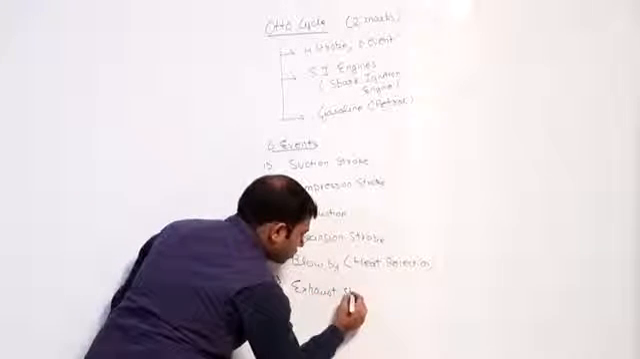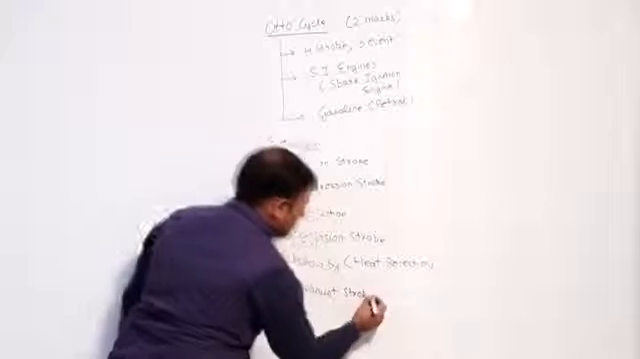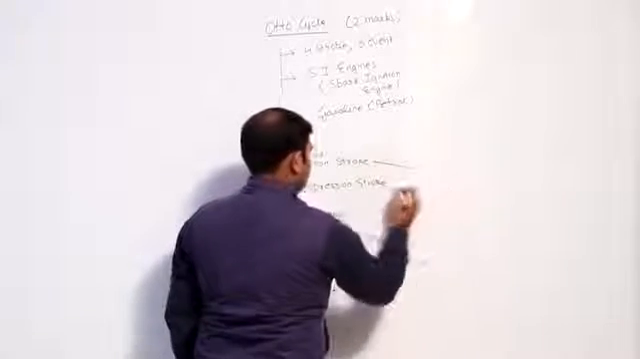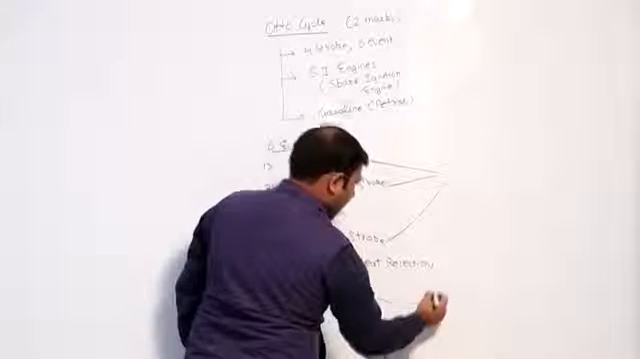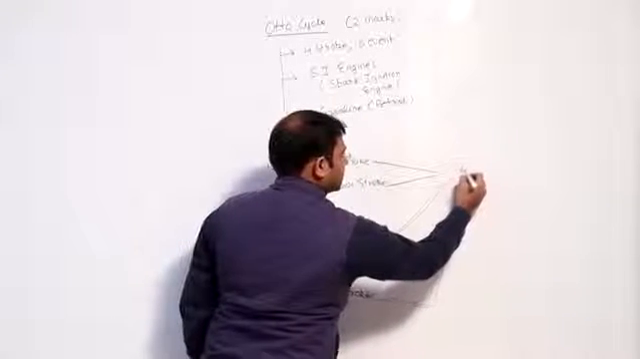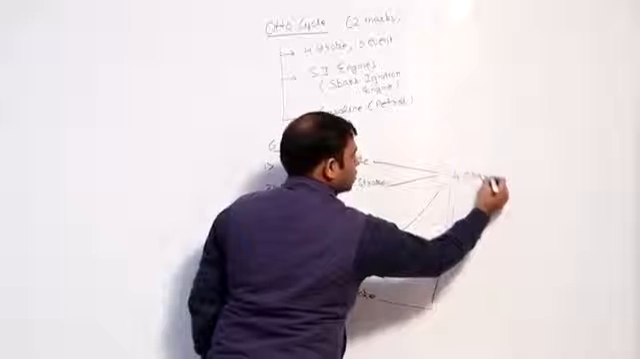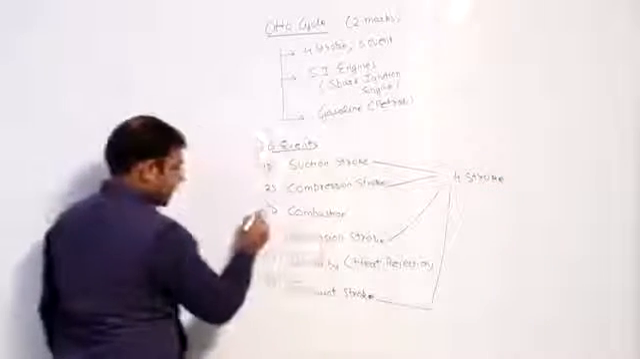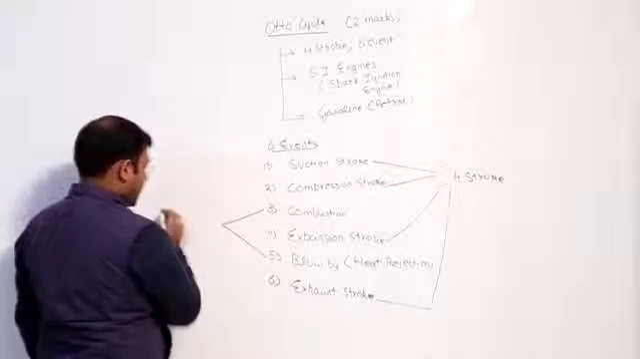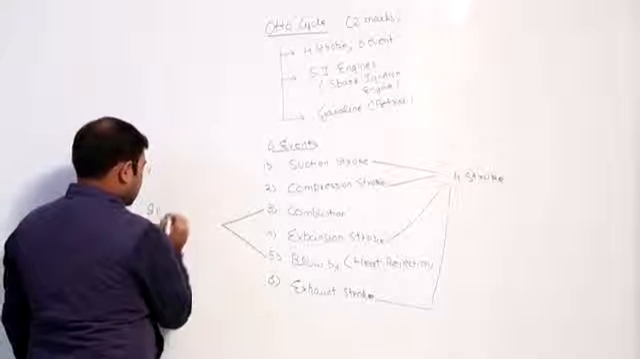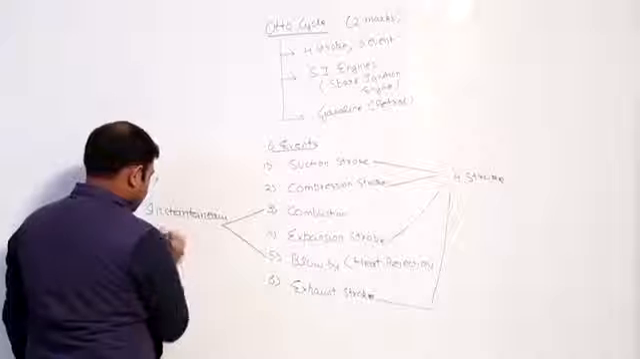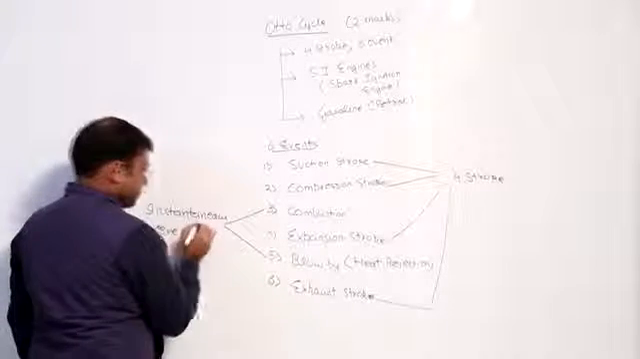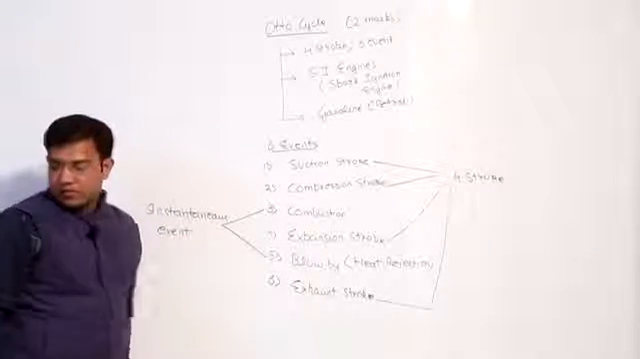Now the sixth event is that of exhaust stroke. Now see, suction stroke, compression stroke, expansion stroke and exhaust stroke make the 4 stroke cycle, and combustion and blow by are instantaneous events in the Otto cycle.